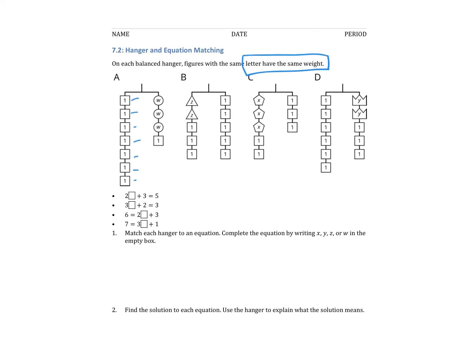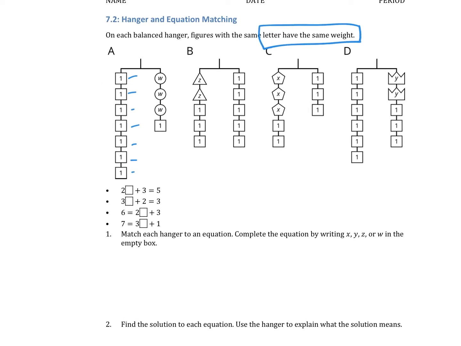Alrighty, let's take a look. So the first thing I need to do is match each of my equations to the diagrams. So I'm going to go through and count up the sides that I do know. So for example, I do know that this has 7. So that must match with the very last equation. So hanger A is going to say the equation 7 equals, and I'm going to use 3W because that's what the hanger uses, so 3W plus 1.